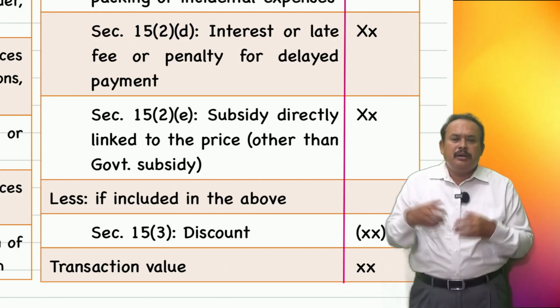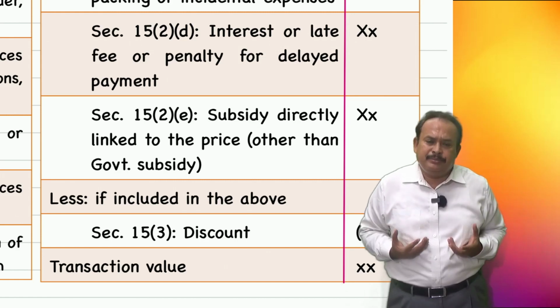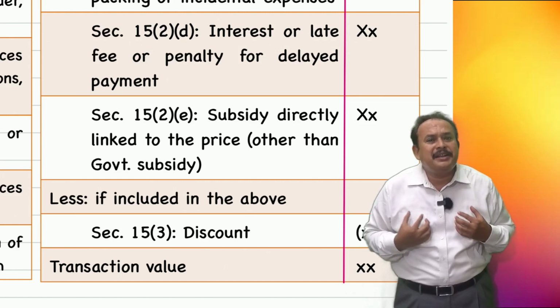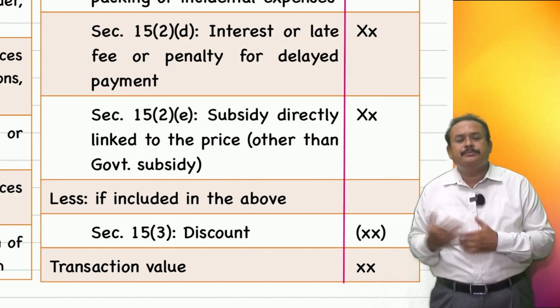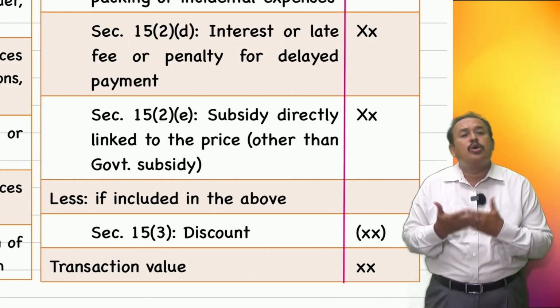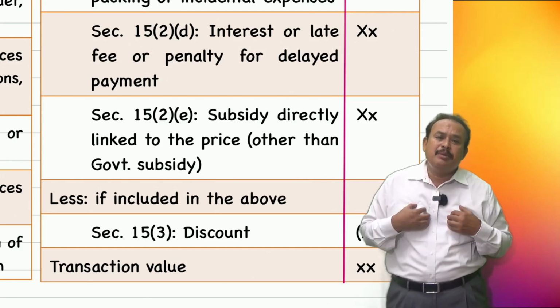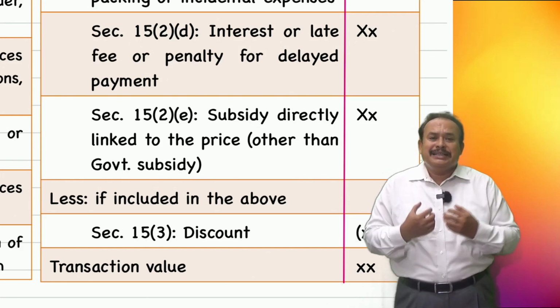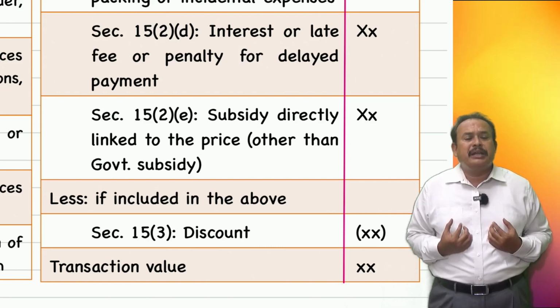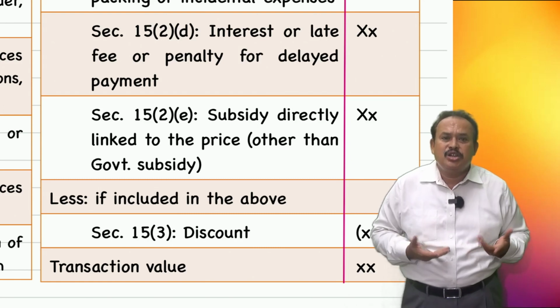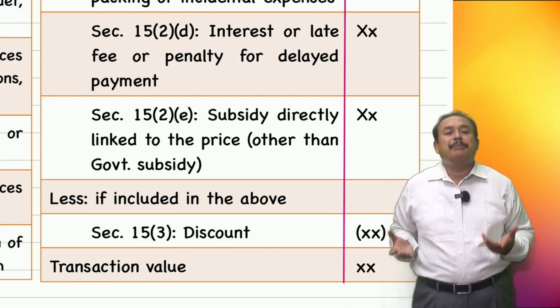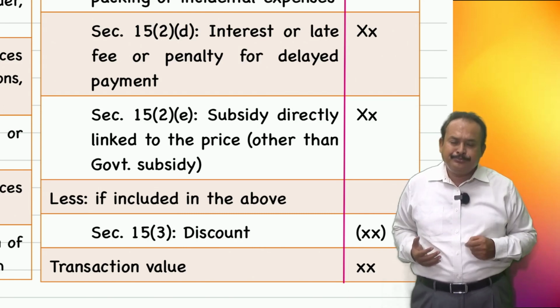Sir, my name is S Limited, a subsidiary of H Limited. H Limited is a holding company. S Limited is a subsidiary company. This S Limited subsidiary company is selling fertilizers to the farmers at 200 rupees per bag.